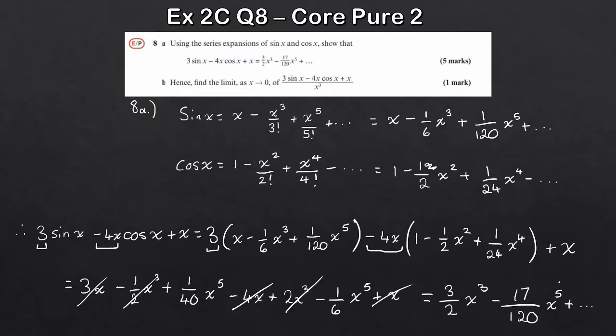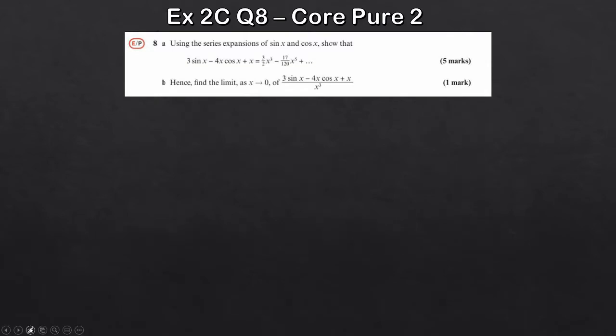So we've shown that 3 sin x minus 4x cos x plus x is equal to this expression down here in the bottom right corner. Okay, so that's part A done. If we just clear all this now just so we can do part B, it's a nice easy one marker. So we erase all the ink, carry on writing. So 8B.